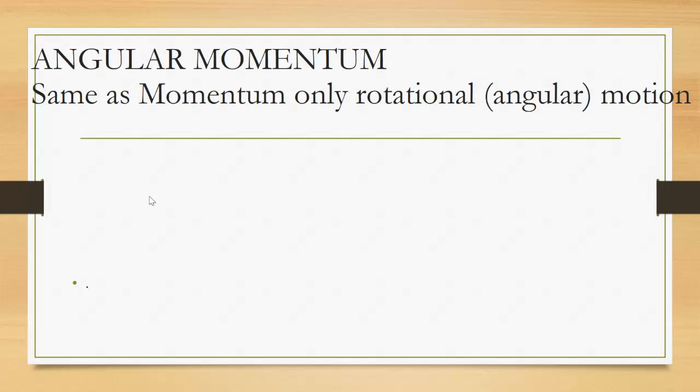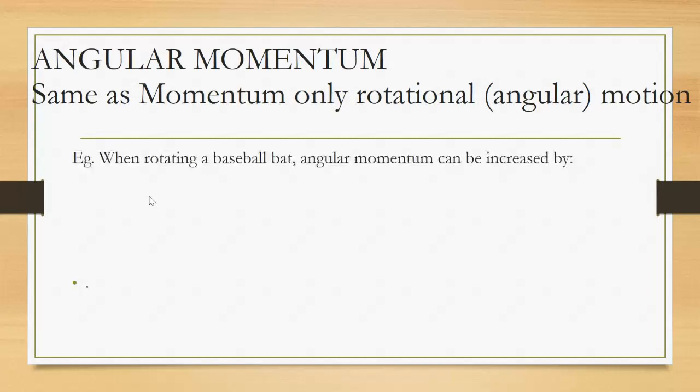The only difference from momentum to angular momentum is we're talking about a rotational or angular motion, right? So moving around an axis, something spinning, something rotating around a bar, okay? A baseball bat swinging around the axis of a person's wrist, okay? These are all examples of angular motion. So angular momentum is the same as linear, only just in this context.